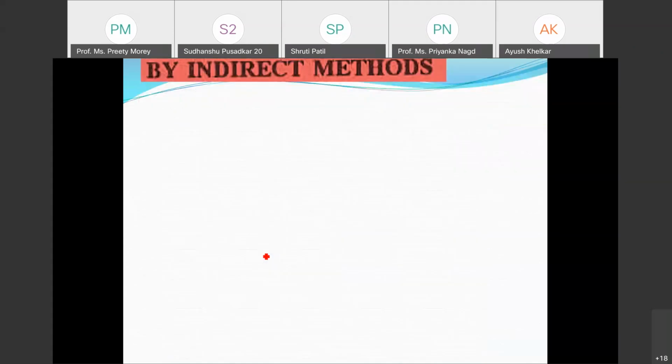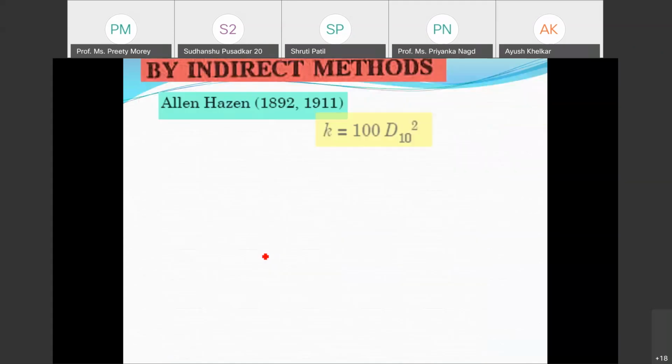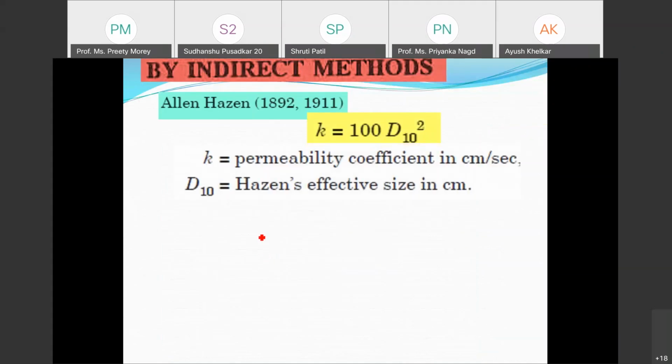An indirect method, which I already told you, is given by Allen Hazen: K is equal to 100 D10 square. K is permeability in centimeter per second, and D10 is Hazen's effective size in centimeters. So I have to put this value D10 in centimeters. You should keep this in mind, that this D10 should be in centimeters, not in mm.